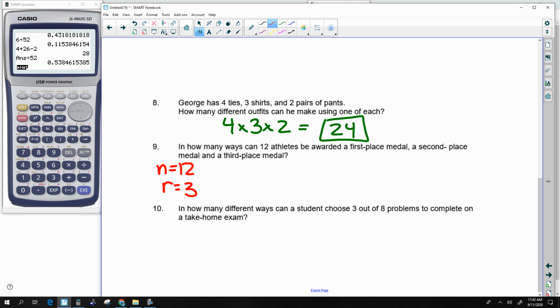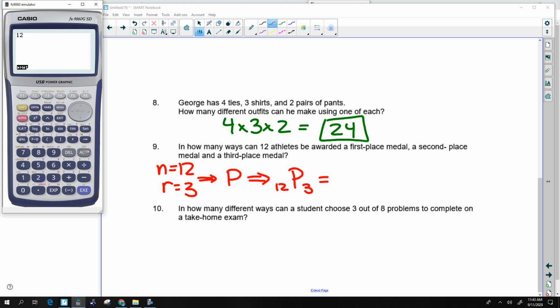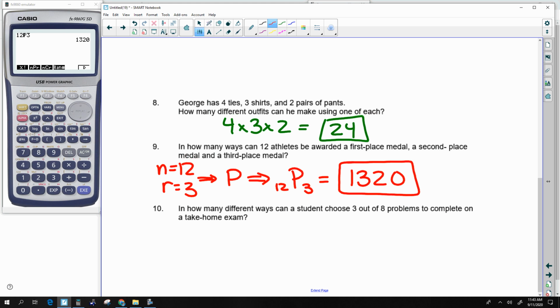All right, so because these are medals, there's a first place medal, a second place medal, and a third place medal. Those 3 finishers, it makes a difference who's number 1 and who's number 2 and who's number 3. Yes, it does make a difference. There's definitely an order there, and so that would be a permutation. So this would be 12 permute 3. So I go 12, I go option, probability, permute 3. There's 1,320 different outcomes that could potentially result from that competition.